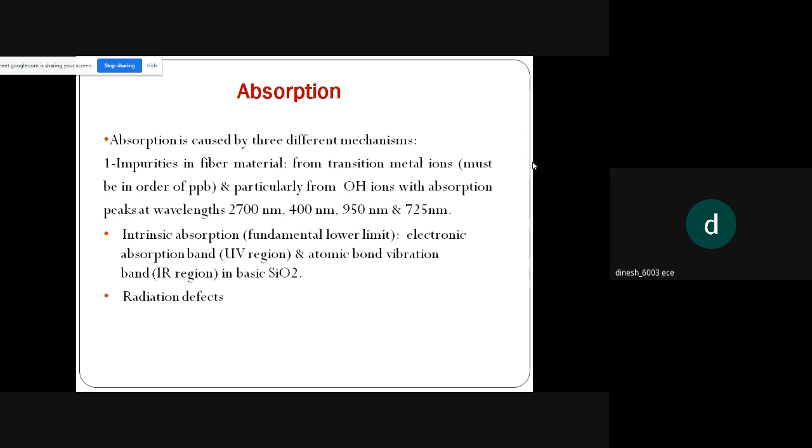Then the third one is the radiation effects. Due to overheating, or exposure to climatic conditions, the optical fiber will radiate such that it will absorb the optical signals traveling from one end to the other end. So these are the three different mechanisms that are responsible for absorption.